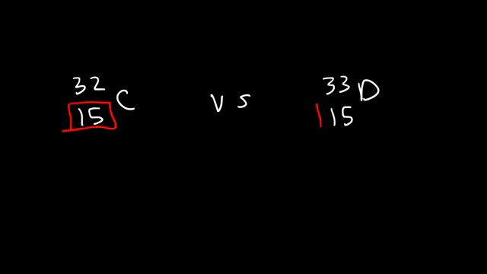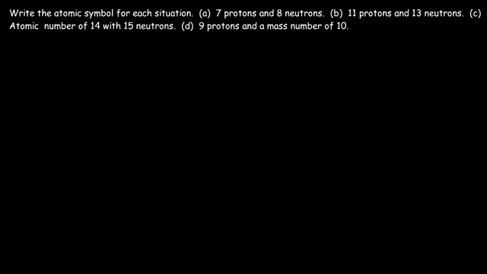Now let's compare substance C and substance D. Let's say substance C has an atomic number of 15 and a mass number of 32. And substance D has an atomic number of 15 and a mass number of 33. Are these two substances isotopes of each other? The answer is yes. They share the same atomic number, which means that substance C and D are composed of the same type of element. However, the mass number is different, and so therefore the number of neutrons will be different. So substance C and D are isotopes of each other.